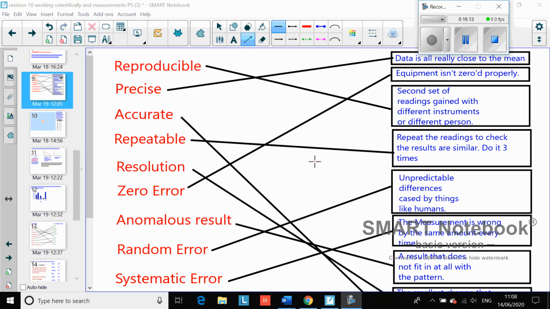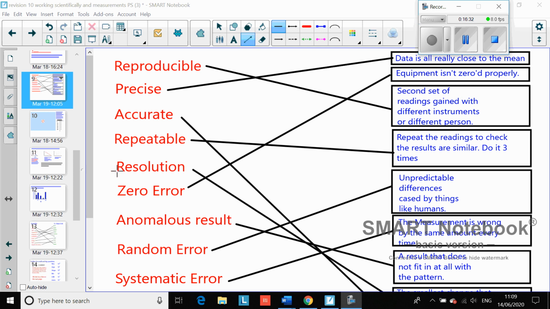Repeatable, repeat the readings to check the results are similar. Usually you would do that 3 times. That's something you're familiar with. So repeatable means the exact same experiment can be carried out, and often the results you would get would be the same. Right, resolution. Now this is the word you must get used to using.